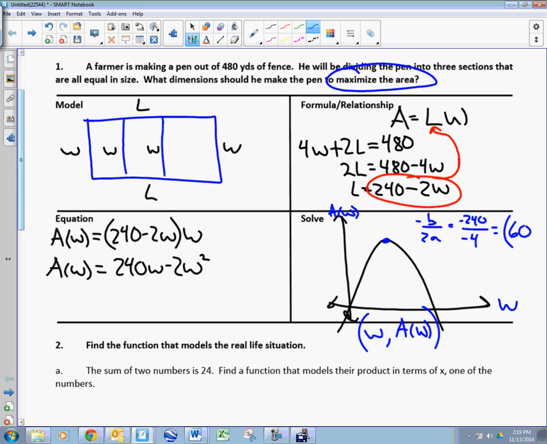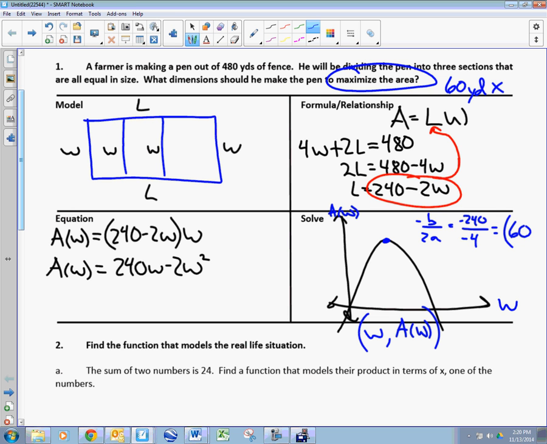It says what dimension should he make, so we're trying to find the dimensions. So when I found 60, what does that represent? That's the width. That's the x value of the vertex, the width. So we know that 60 yards is going to be the width. Now, if I plug it back into this function, what would that give me? Would that give me the length or would that give me the area? It would give me the area. Is the problem asking what the maximum area is? No, it's asking the dimensions.